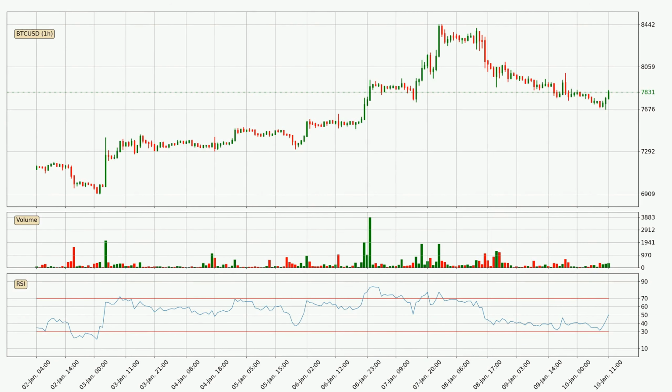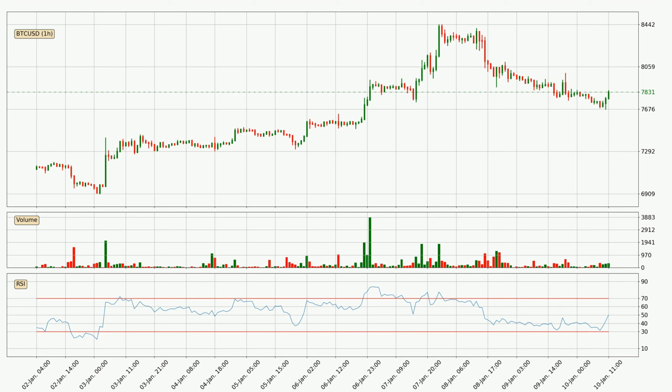Moving to the Relative Strength Index, or short RSI, it is a momentum indicator that measures the internal strength of the price moves. The RSI is a bounded indicator and moves between 0 and 100. Typically when the RSI is above 70, the price is considered overbought and a pullback or consolidation could be expected. On the other hand, if the RSI is below 30, the price is assumed oversold.